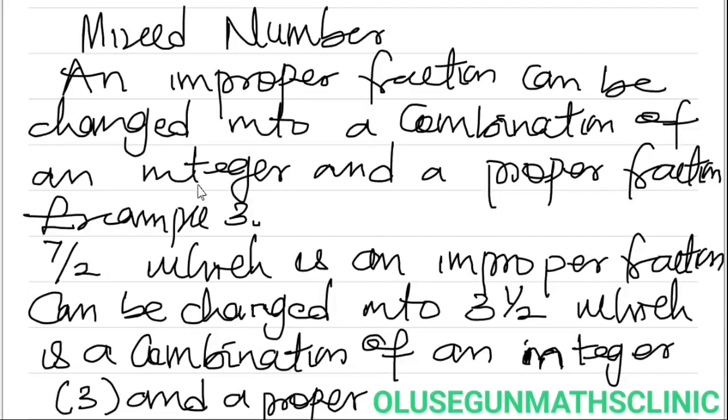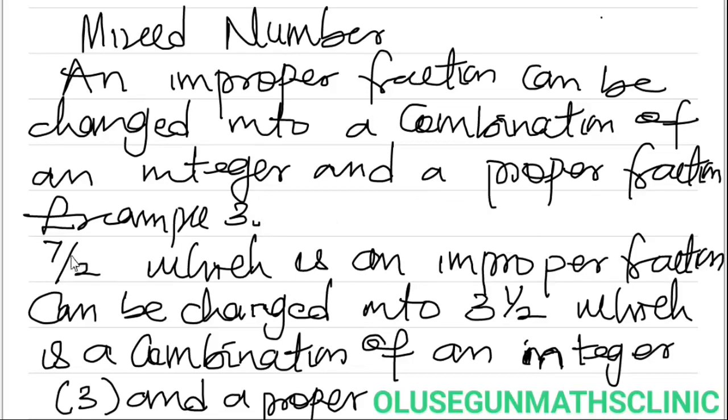Another type of fraction we call a mixed number. An improper fraction can be changed into a combination of an integer and a proper fraction. That is the proper definition of a mixed number. A mixed number is a combination of an integer and a proper fraction.